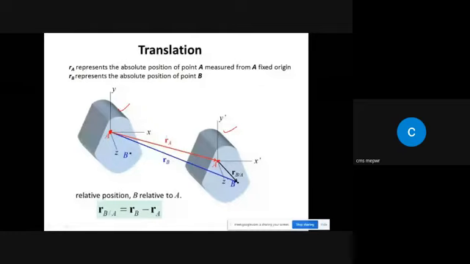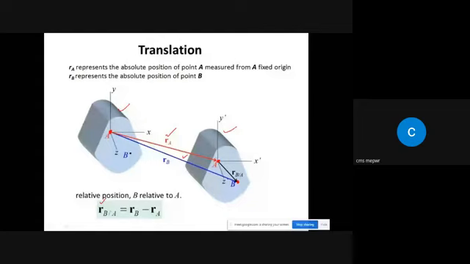Now to find out the position of point A with respect to the absolute coordinate system, we have this RA. What is RA? That is a position vector, a vector that measures the position of point A with respect to the fixed origin, and RB measures the position of point B at the new position with respect to the fixed origin. And what is RB by A? RB by A is the relative position of point B with respect to point A, or with respect to the new origin.